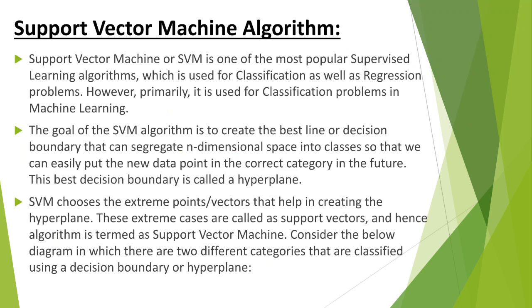This best decision boundary is called a hyperplane. SVM chooses the extreme points or vectors that help in creating the hyperplane. These extreme cases are called support vectors, and hence the algorithm is termed support vector machine. Consider the below diagram in which there are two different categories that are classified using a decision boundary or hyperplane.